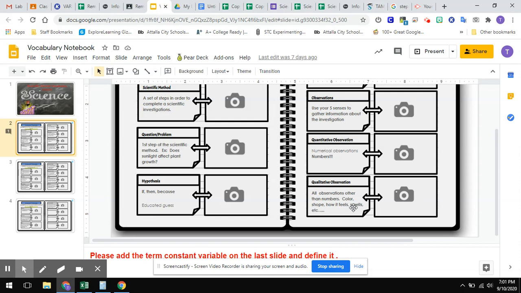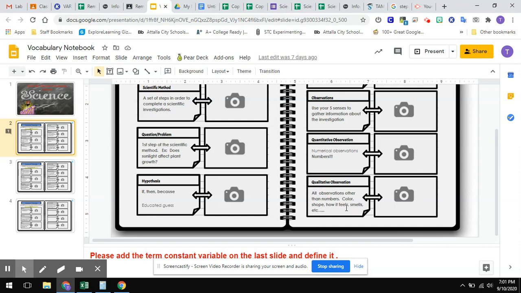Qualitative has to deal with all the other types of observations that can be made, and they're not numerical. So it could be color, shape, how something feels, smells, anything else. Any way that you could describe it would be something qualitative. Now, you could make observations that contain quantitative and qualitative at the same time. Like you might state something like there are 24 blue chairs. Well, 24 was quantitative, blue is qualitative.